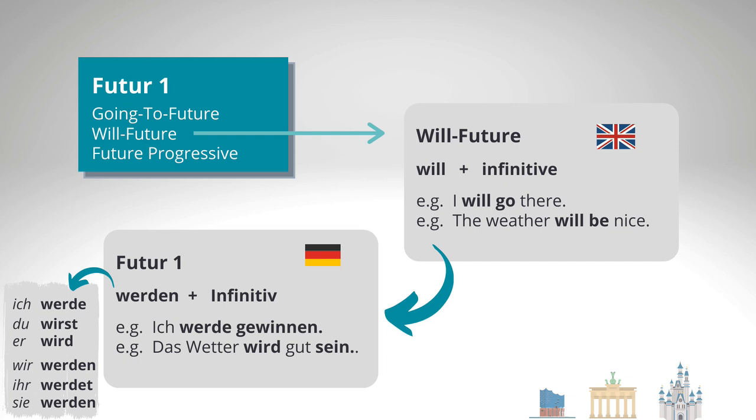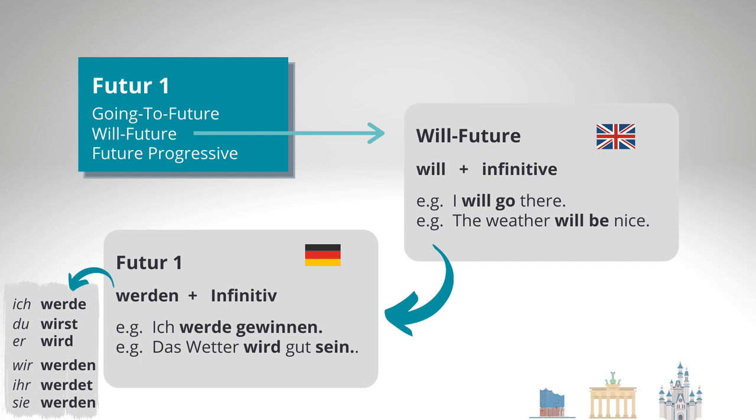But if you have a longer, more complicated sentence like "the weather will be nice" or "the weather will be good", nice or good will not be at the end of the sentence like in English, but between wird and sein, so between werden and the infinitive. Das Wetter wird gut sein.